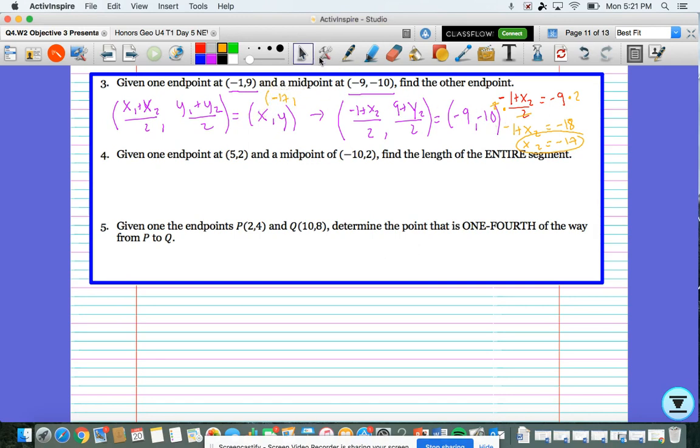Let's do the same thing. I did not leave myself nearly enough room to do my other value. Let's set up another mini equation right here. 9 plus y2 divided by 2 equals negative 10. So with these, they have to be equivalent. Times 2. 9 plus y2 equals negative 20. Subtract 9 and you get y2 equals negative 29. So that is actually the other endpoint. So I set up 2 mini equations.